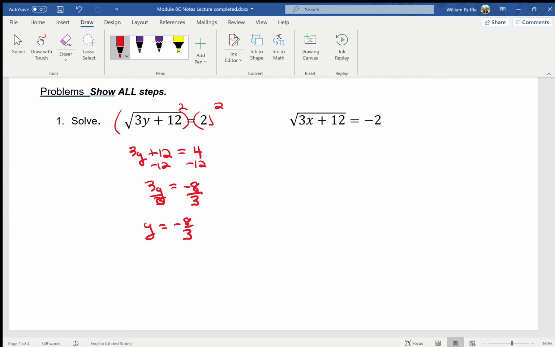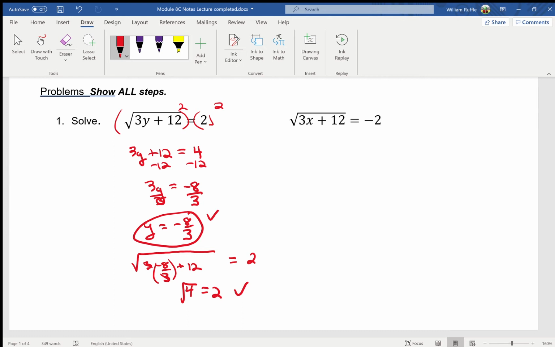Alrighty. So now I should check this. I'm doing the square root of 3 times -8/3 plus 12, put that in parentheses. Does it equal 2? Well, the 3's cancel. -8 plus 12 is 4. The square root of 4 is 2, so this checks. So this is the correct answer.